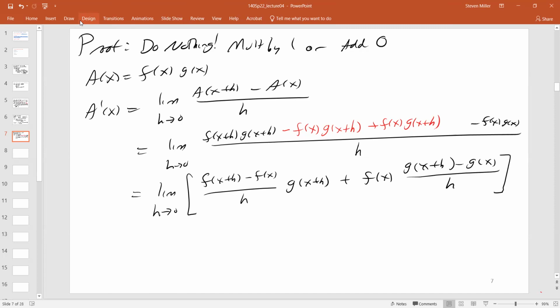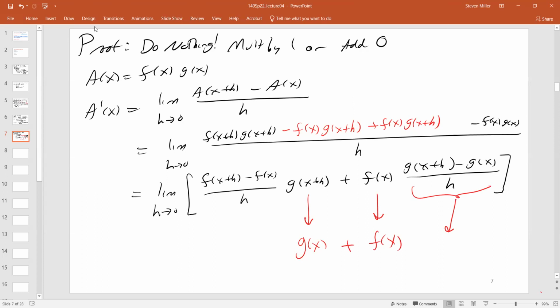So as h goes to 0, what does g of x plus h go to? It just goes to g of x. What does f of x go to as h goes to 0? F of x, there's no change. No matter what value of h you give me, it's just going to be f of x. What does g of x plus h minus g of x over h go to? Not 0. We have 0 over 0.